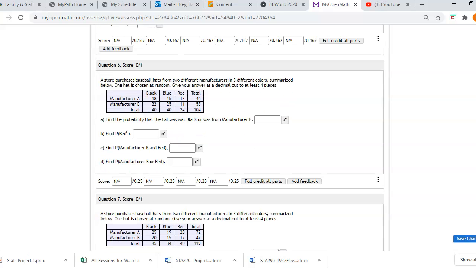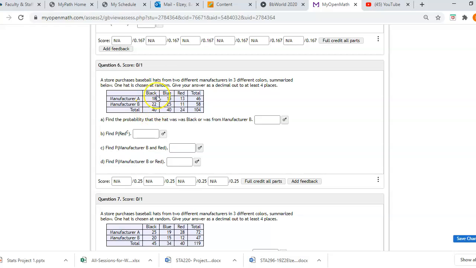Okay, so a store purchases baseball hats from 2 different manufacturers in 3 different colors, summarized below. One hat is chosen at random. We want to give our answer to at least 4 decimal places for each of the probabilities. So find the probability that the hat was black or was from manufacturer B. So let's look at black hats first. If we look at this column of black, there were 40 black hats, but we also want to look at those that were from manufacturer B.